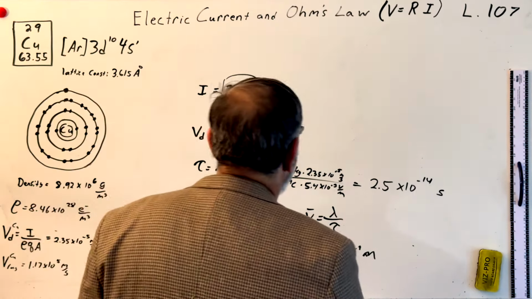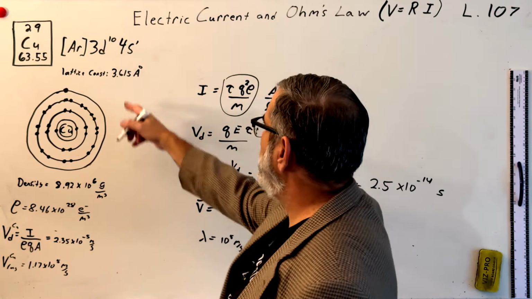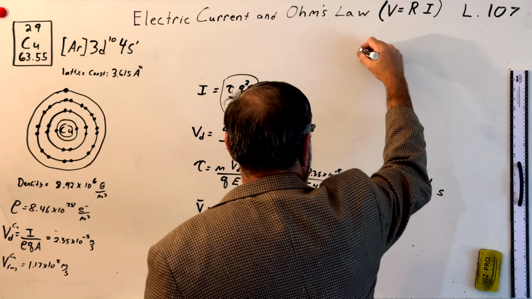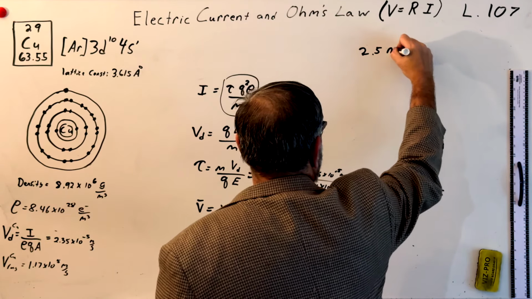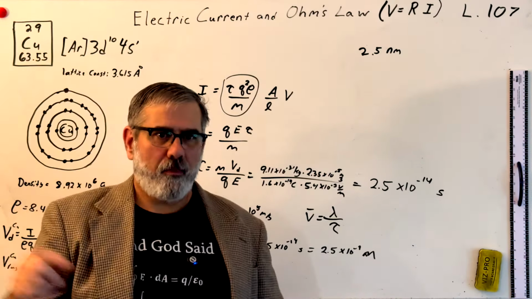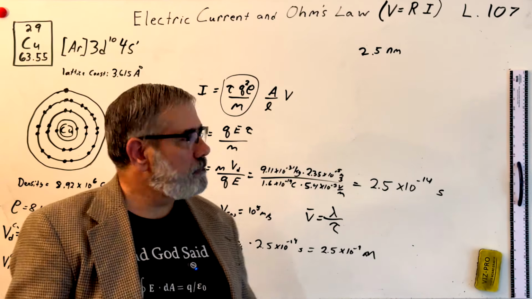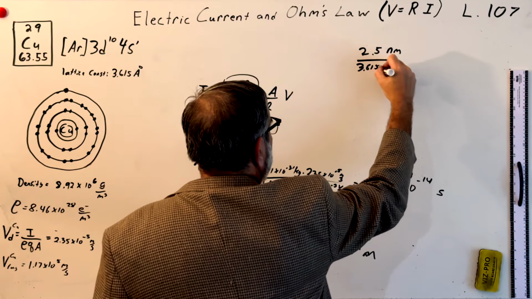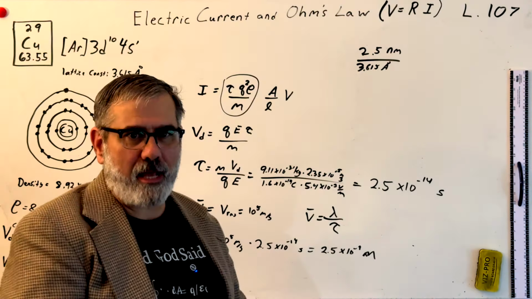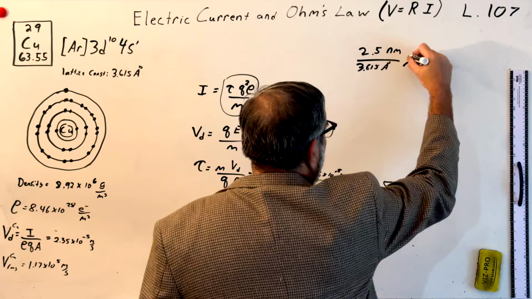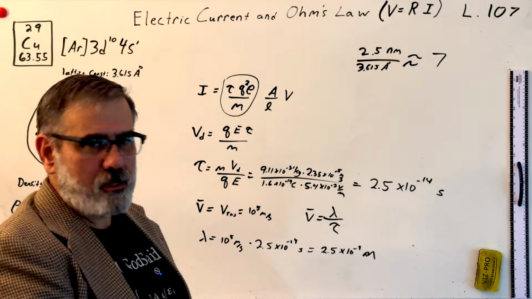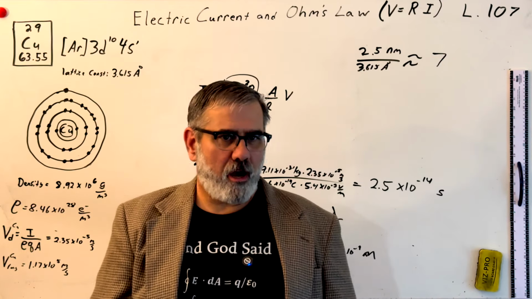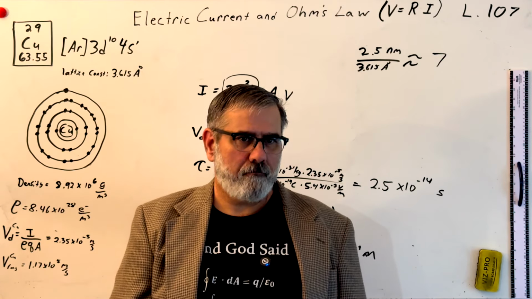Remember before I said that the lattice spacing was 3.615 angstroms, right? So if I take the 2.5 nanometers, that's the distance that the electron travels before collision again, and I divide that by this 3.615 angstroms, this can tell me how many lattice sites it's passed through. And that's going to be on the order of about 7 or so lattice sites. So the electron is whizzing past about 7 lattice sites in the copper metal before colliding with one of the ion cores, on average, okay?